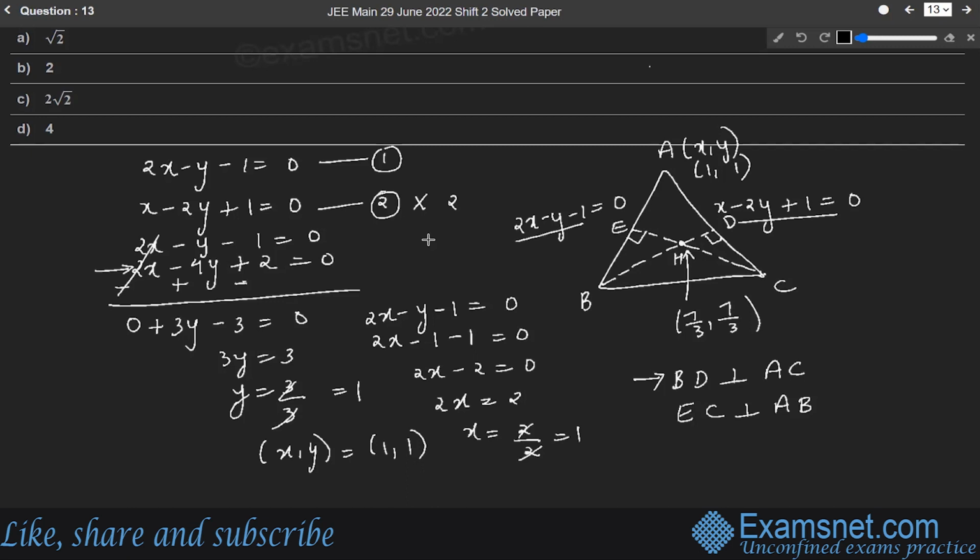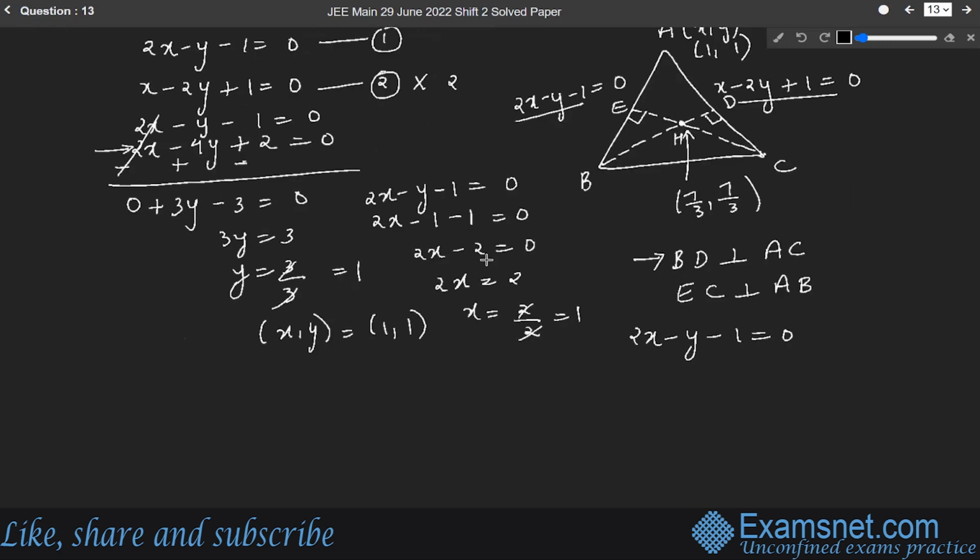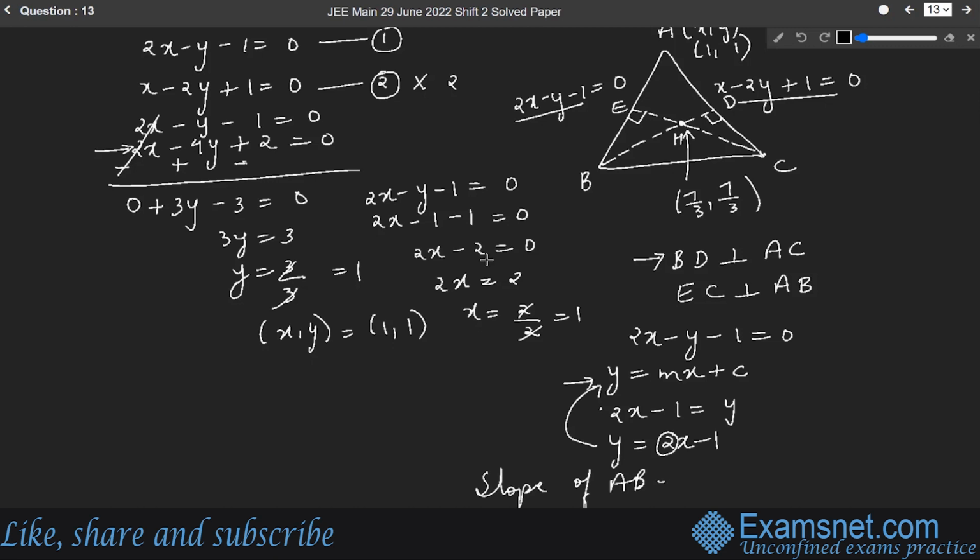We have the equation of the line here, which is 2x minus y minus 1 is equal to 0. And we know that the standard form is y is equal to mx plus c, right? So let us transform this equation in this form. Okay. So we have 2x minus y minus 1 is equal to 0. So it can be written as 2x minus 1 is equal to y. Okay. This is in the form of y is equal to mx plus c. So y will be equal to 2x minus 1. Now, if we compare both these equations, then the value of m is 2. And what is m? M is the slope. So we can say that the slope of line AB is 2, right?